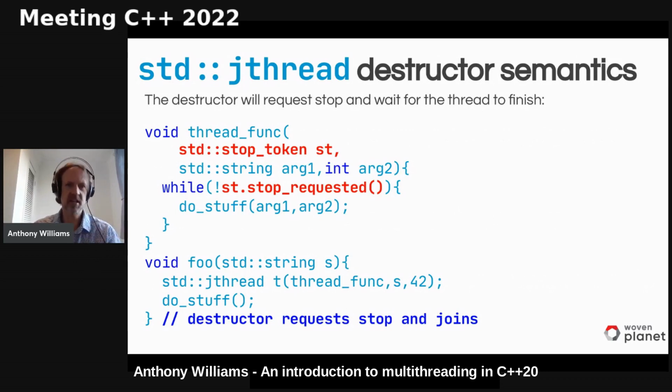So, just to reiterate, the destructor requests stop and then waits for the thread to finish. If we have our function foo here on the bottom, then we start a thread that's going to run our thread function. We're then going to do stuff, and then at the end we're done, so we'll just drop off the end. The destructor then requests stop and joins. And in the thread function, we take that stop token as the first parameter. We then get the string and the integer that were passed in as parameters, and then we can have our while loop that's doing stuff while stop hasn't been requested.